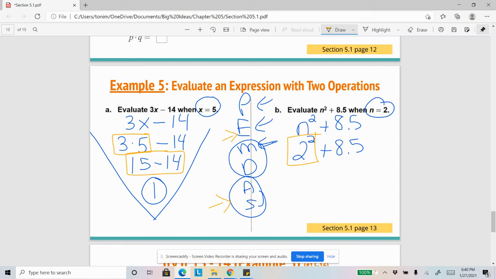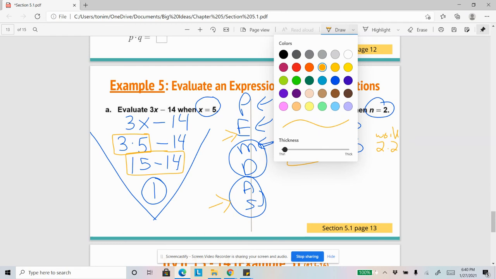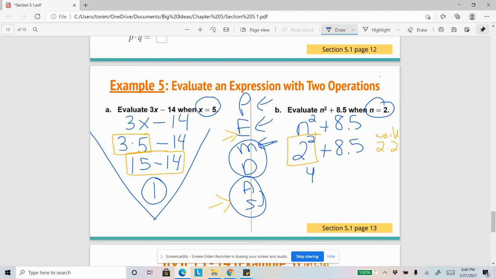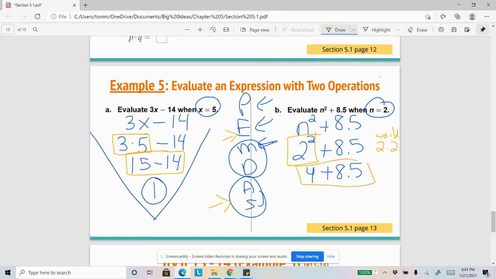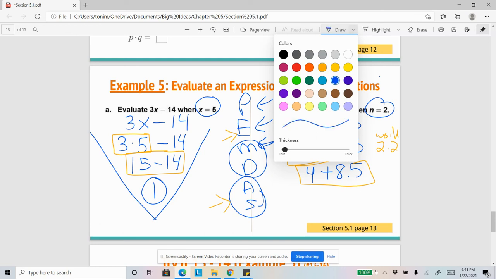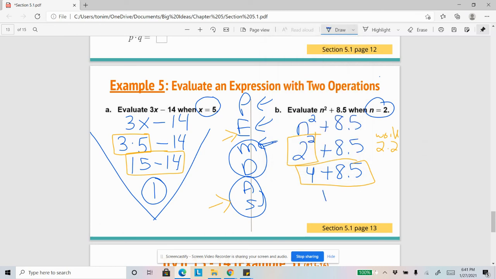2 squared is 2 times 2. We're going to do that work on the side. Remember, you do your work on the side. And 2 times 2 is 4. So we're going to write 4 plus 8.5. You can box it, or highlight it, because that's what we'll do next. And then 4 plus 8.5 is 12.5. And that's our answer.